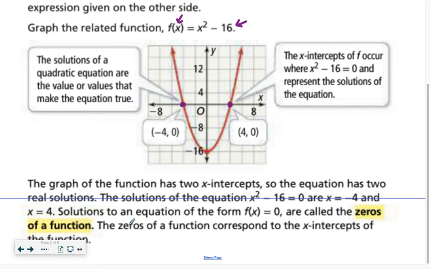The last thing that I'll share with you is that solutions are sometimes called the zeros of the function. And that's because they give you 0 for y. So solution is the same thing as zeros of a function.